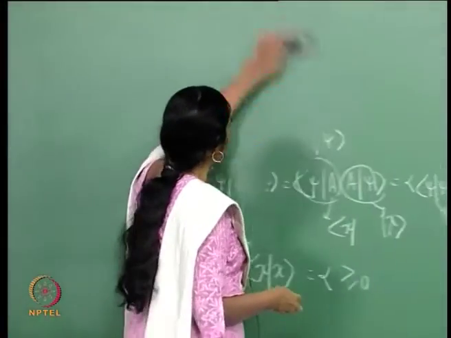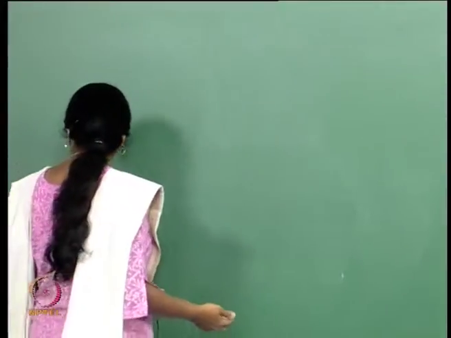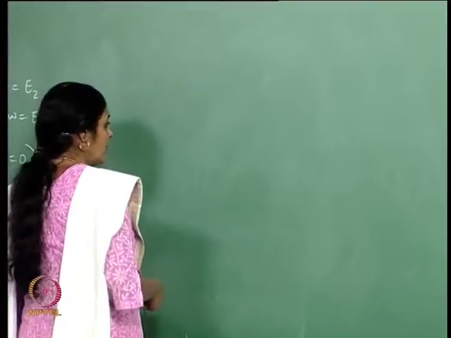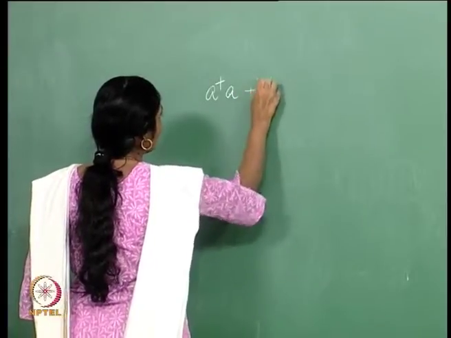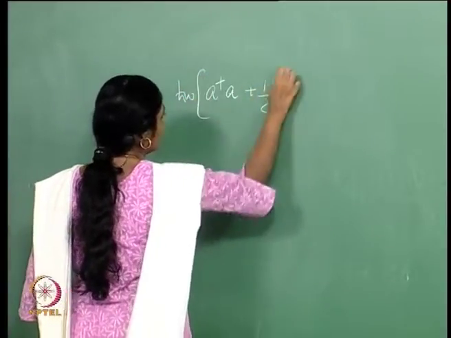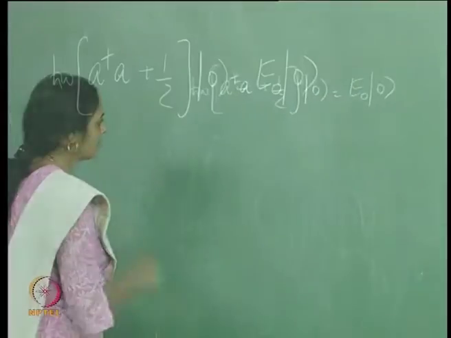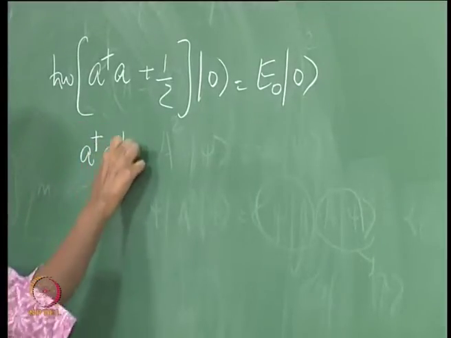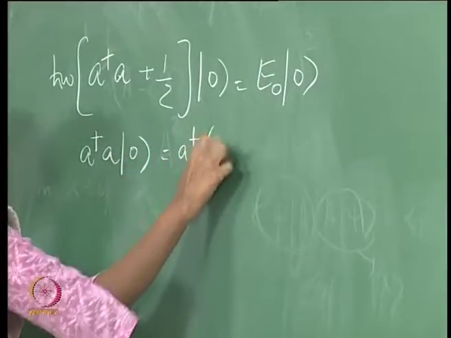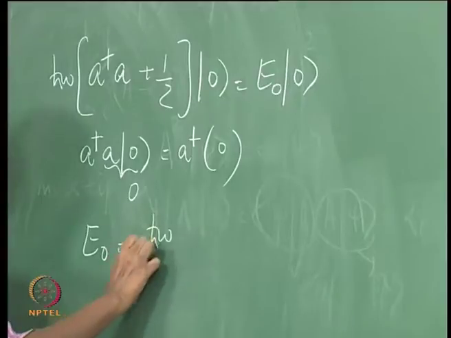Now let us look at what the energy values actually are. The energy values can be got using the eigenvalue equation. A dagger A plus half h cross omega acting on ket 0 is E0 ket 0. Look at the first term. A dagger A acting on ket 0 is 0 because A on ket 0 is 0, and therefore that tells me that E0 is h cross omega by 2.